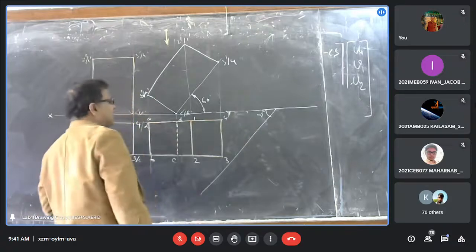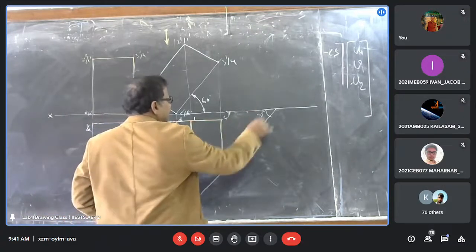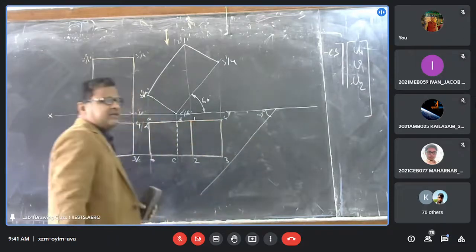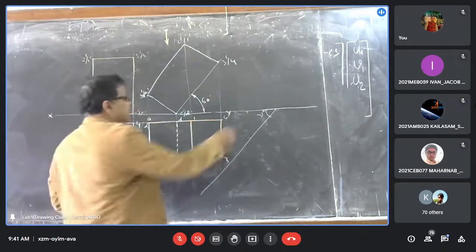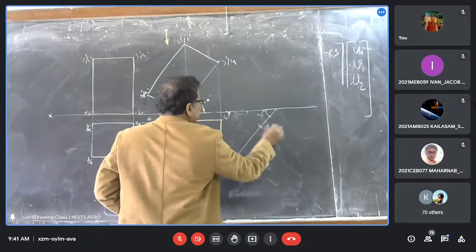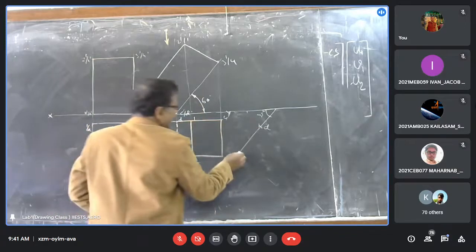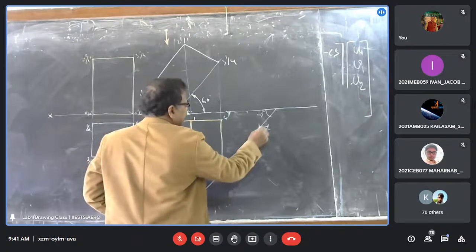Now can you tell me whether B is on the top side, or C is near the XY line in that case? So D will be on the top. Yes, D will be near the XY line. So you put B here and measure this length, and this is your C, and we put this and then the dotted line.